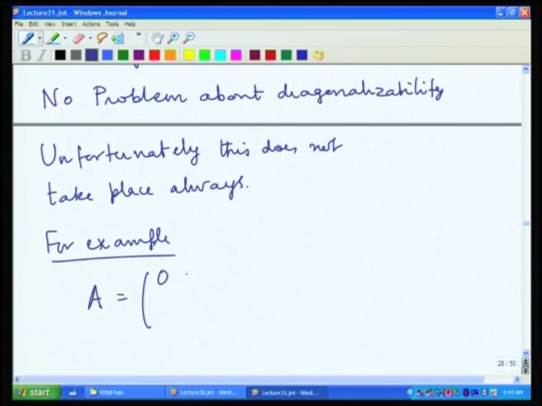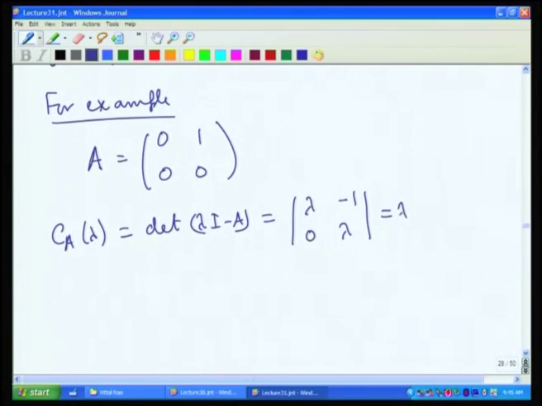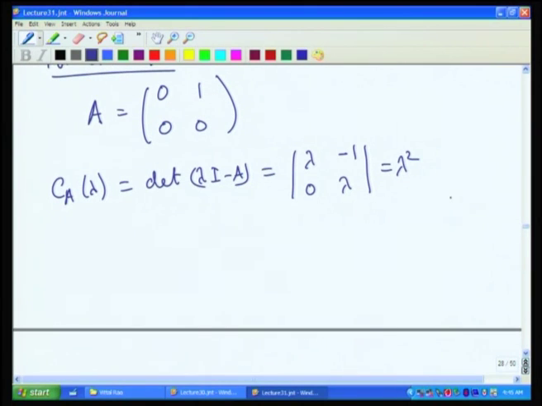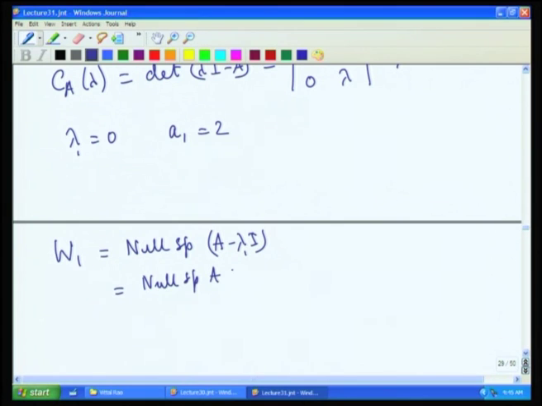Consider the matrix A equal to 0, 1, 0, 0. Then the characteristic polynomial, which is the determinant of lambda I minus A, which is the determinant of lambda, minus 1, 0, lambda, is thus lambda squared. We have seen this before. So, there is only one eigenvalue, 0, with algebraic multiplicity 2. So, let us find the eigenspace. We have to find the null space of A minus lambda 1 I.